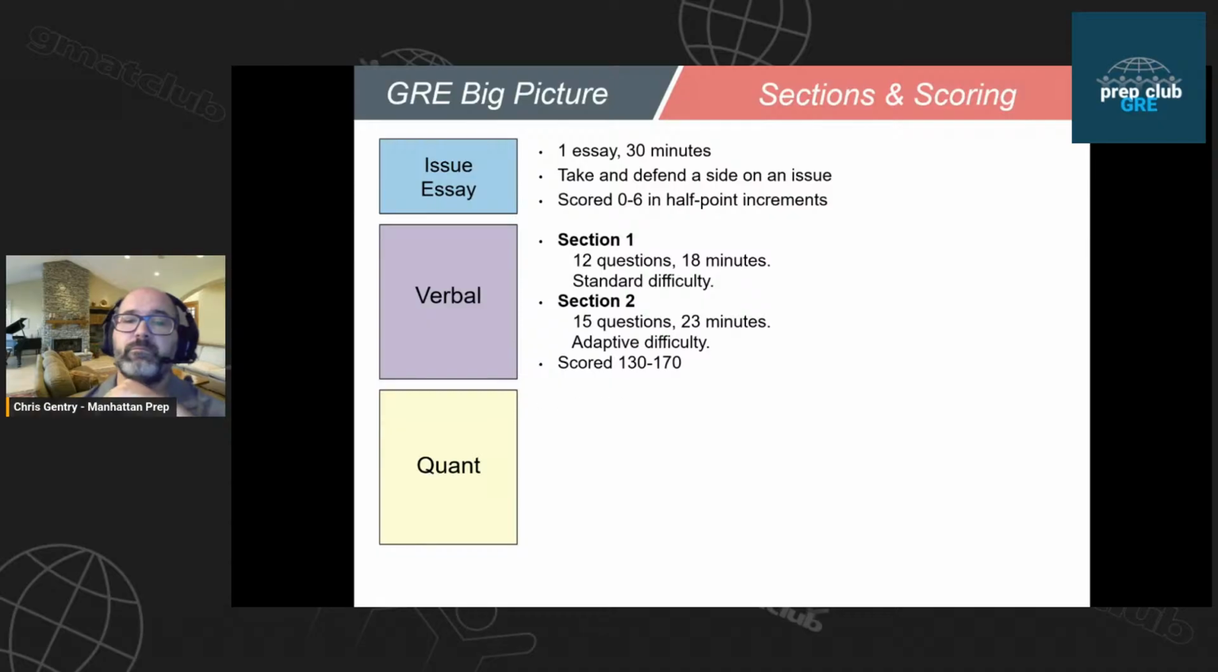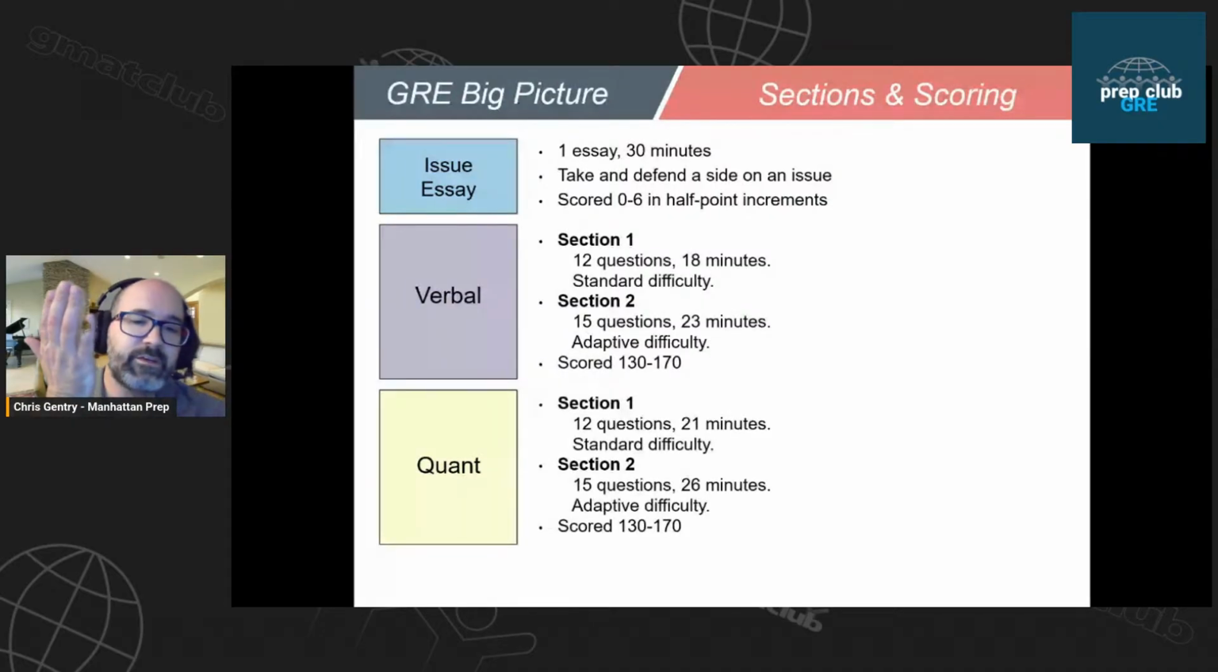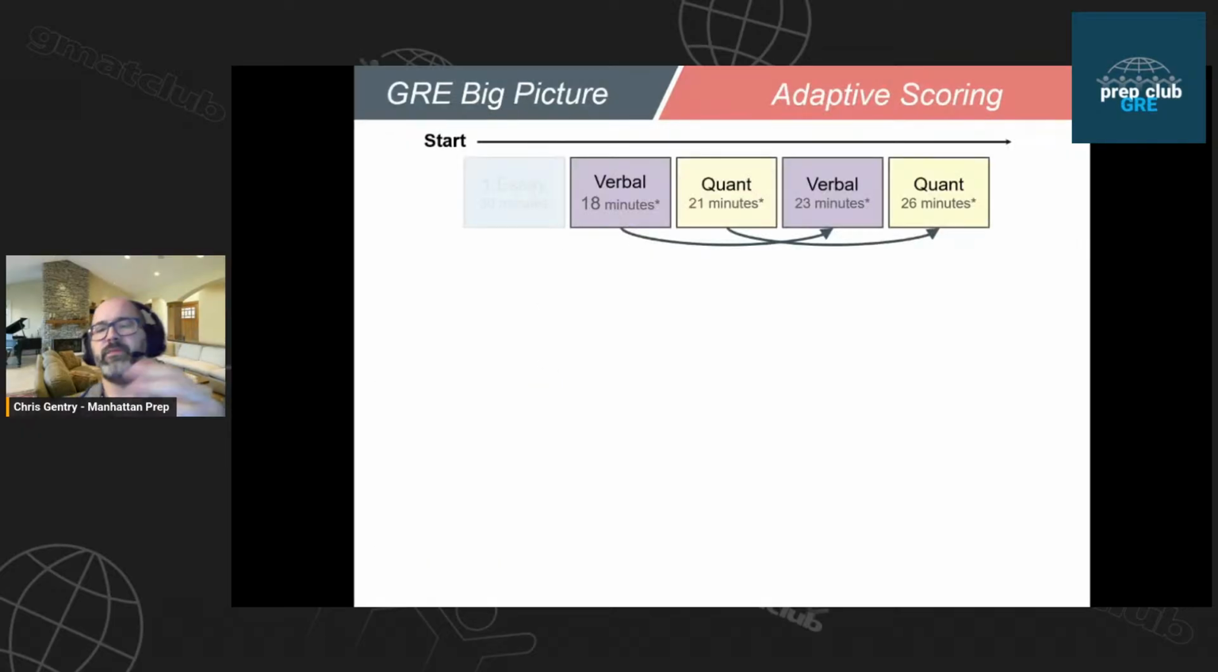Verbal is where you worry. Quant is where you worry. That's where you want to make sure you have your focus. Your verbal and quantitative are broken into 2 sections. They will alternate, but you will not know which one comes first. And essentially the way this works is you have an initial verbal, and your performance on the initial verbal steers you towards a second verbal.